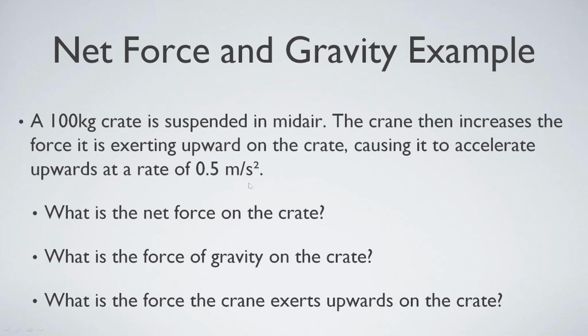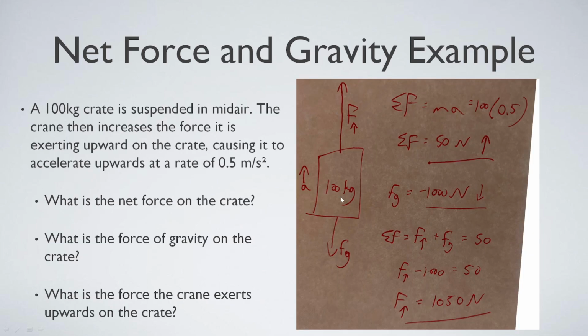And with that change, now we're going to find the net force on the crate, the force of gravity on the crate, and the upward force the crane is using to lift the box. Same box, very similar drawing, but now the F upwards arrow is bigger. And I've noted here, A is pointing upwards because the box is going to accelerate upwards.